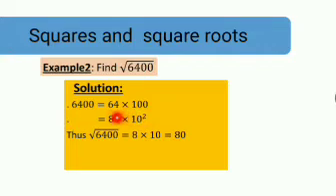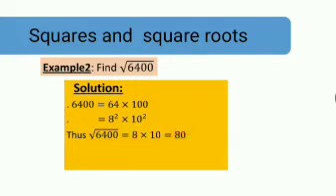Now since you have 8 twice, pick one. You have 10 twice also, just pick one. So 8 multiplied by 10 is equal to what? 80. Therefore, the square root of 6,400 is equal to 80. Exactly. So the square root of 6,400 is equal to 80.